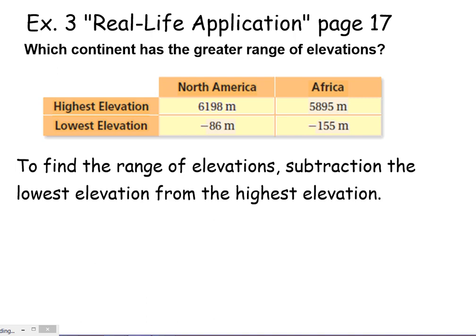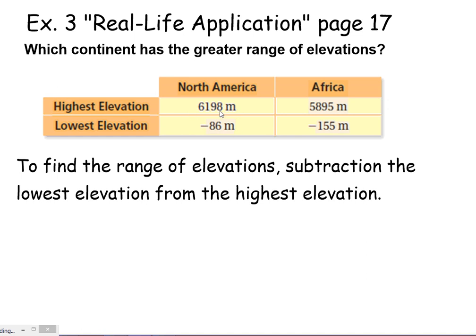Okay, example 3 is our real life application. This is also found on page 17. It says, which continent has the greater range of elevations? So we're comparing North America to Africa. The highest elevation in North America is 6,198 meters. And the lowest elevation in North America is negative 86 meters.